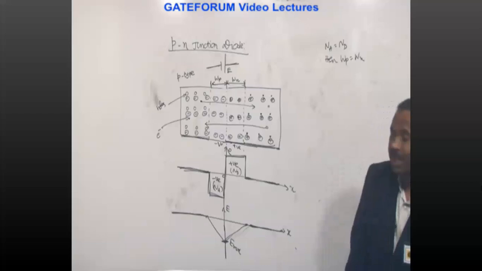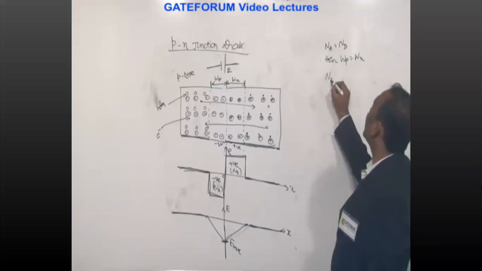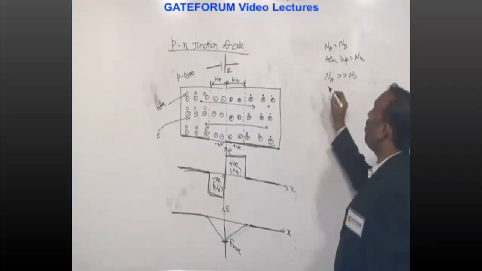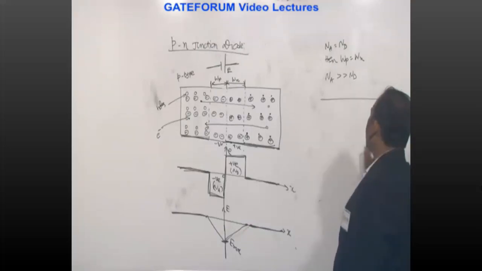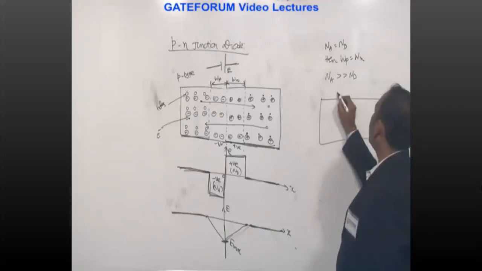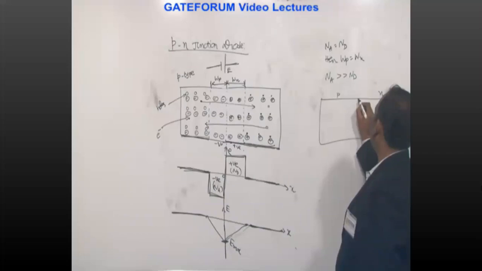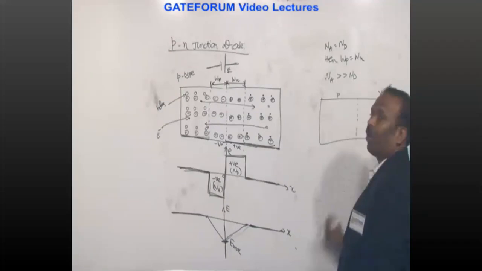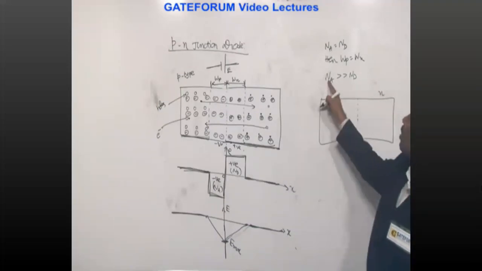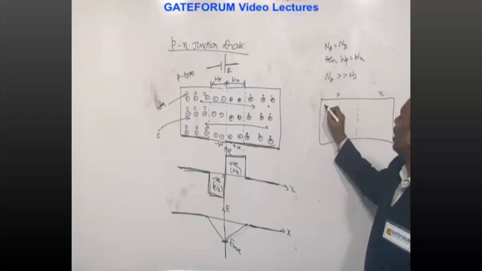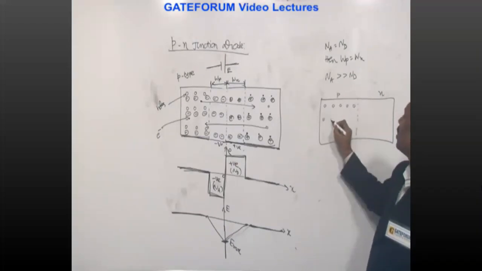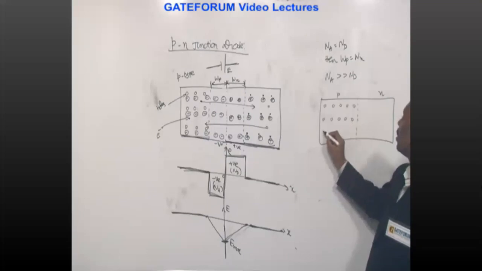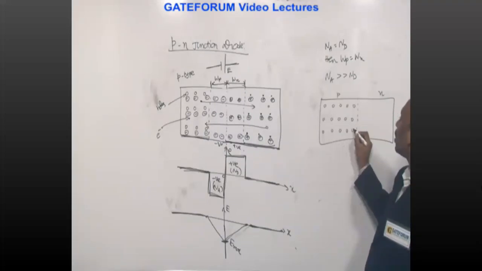Now let us assume that Na is greater than Nd, that means more acceptor impurities. See how the depletion layer looks. This is a P-type semiconductor, this is an N-type semiconductor, take this as the center point. We added more acceptor impurities, that means we have more holes. Then here ions will be there.